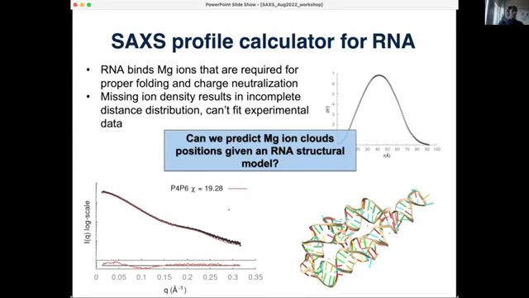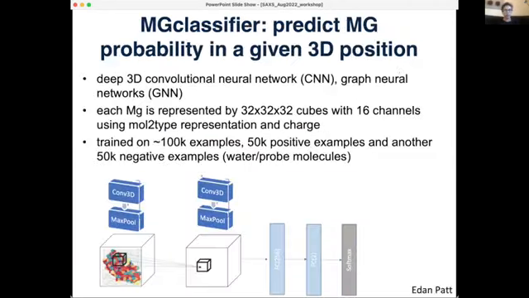So the question is, can we predict the positions of magnesium ions given a structural model of RNA? And because this is very recent, we decided to address this question using deep learning models. So what my student Dan did, he used all the RNA PDB structures to extract all the magnesium ions that are close to RNA.